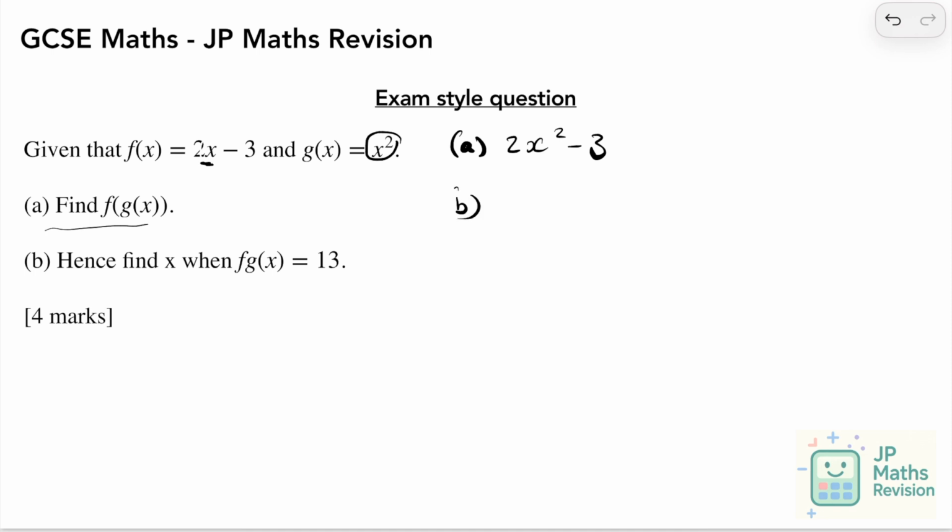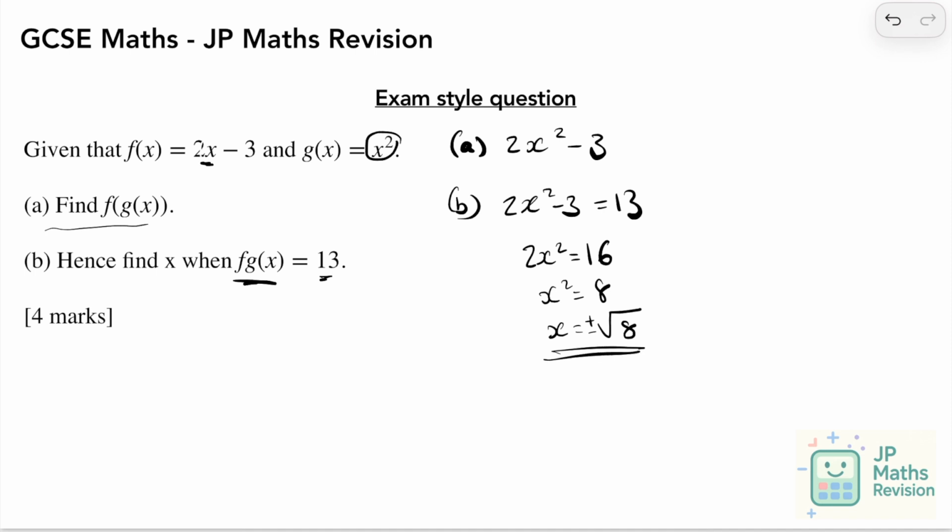And then part B, we're trying to find the value of x when fg of x is equal to 13. So we need to equate fg of x, so 2x squared minus 3, to 13. So if we solve this, we add 3 to both sides. So 2x squared equals 16. Dividing both sides by 2, we have x squared equals 8. And then x is going to be the square root of 8. Now, it's actually going to be plus or minus the square root of 8 because all square numbers have 2 square roots, a positive and a negative. So we can write this as plus or minus the square root of 8. And to be honest, we can just leave the answer as that. That is absolutely fine.